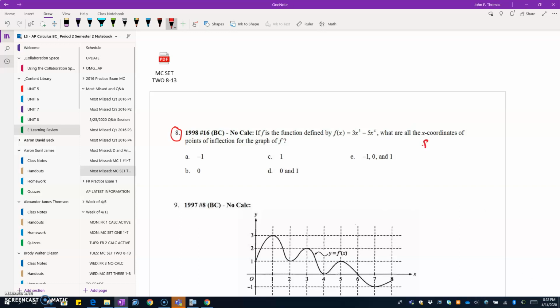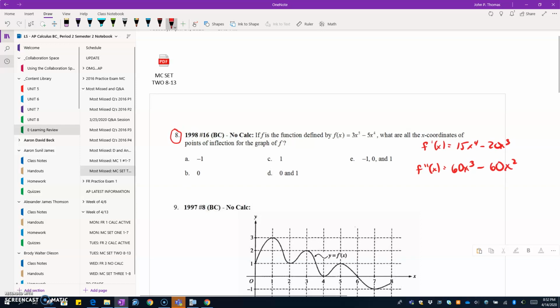So I'm going to go ahead and find the first derivative and the second derivative. So first derivative is going to be 15x to the fourth minus 20x to the third. And the second derivative is going to be 60x to the third minus 60x squared. Alright, now I want to set the second derivative equal to 0. So 0 equals 60. I'm going to factor a 60x squared out. So I'm left with an x minus a 1. Alright, so we have x equals 0, x equals positive 1.